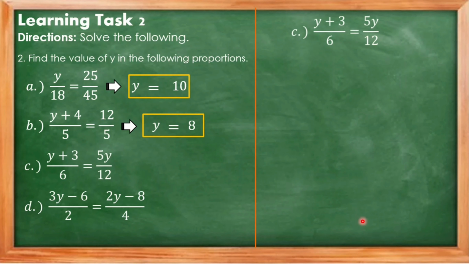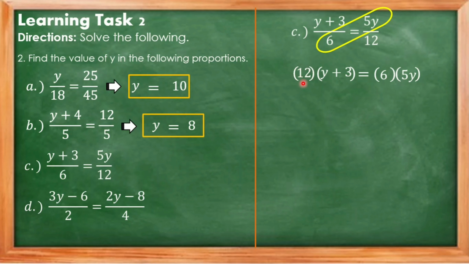Okay, ang letter C naman natin is y plus 3 over 6 is equals to 5y over 12. So, same process, cross multiply din natin. So, we have 12 times y plus 3 is equal to, ito naman, 6 times 5y. So, katulad ng ginawa natin kanina sa letter B, didistribute muna natin yung 12 dito sa y at saka sa 3. So, 12 times y is equals to 12y. Then 12 times 3 is equals to positive 36. Then equals to 6 times 5y is equals to 30y.